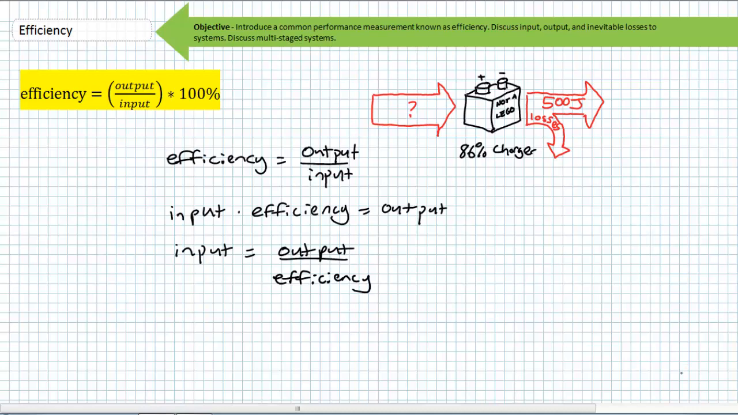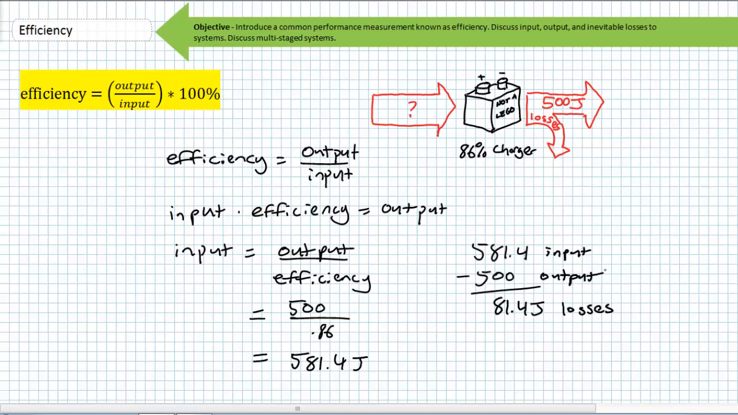In this case, a rearrangement of our formula using just the ratio and not the messy percentage yields input equals output over efficiency. 500 divided by 0.86. You'll find it's necessary to input approximately 581.4 joules into this system if we expect 500 joules output. The losses might include heat dissipated in the power electronics and heat produced from the chemical reactions inside the battery. Either way, that's 81.4 joules that aren't going towards the storage of electrical energy inside the battery.